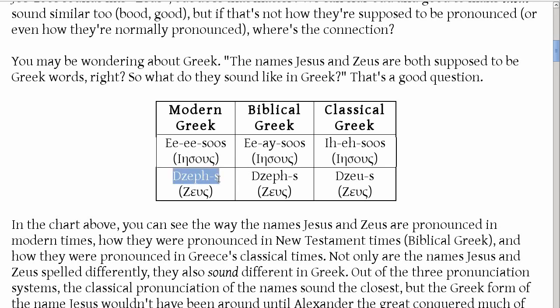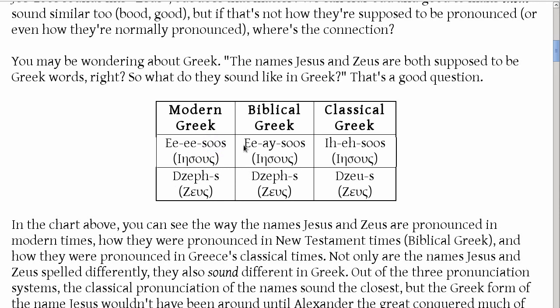This is the spelling of Zeus, or pronunciation of Zeus, and this is the spelling of Zeus in Greek characters. So this is modern Greek, this column. This is biblical Greek, this is classical Greek. In modern Greek, which obviously is how they pronounce it nowadays, Jesus would be pronounced Iesius, with the accent on sus. And Zeus would be pronounced ZEUS.